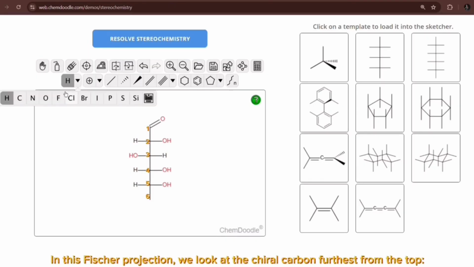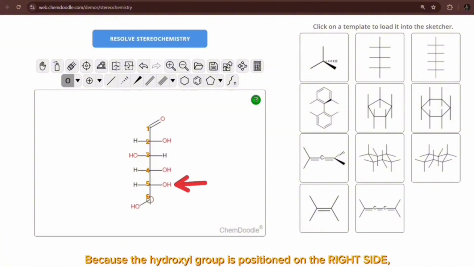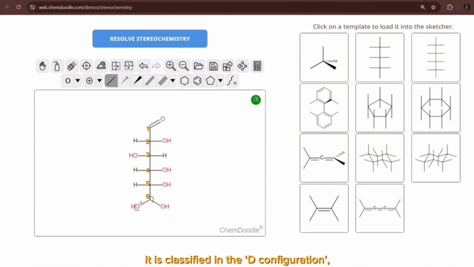In this Fischer projection, we'll look at the chiral carbon furthest from the top, the carbon 5. Because the hydroxyl group is positioned on the right side, it is classified in the D configuration, which is the form most commonly utilized by the human body.